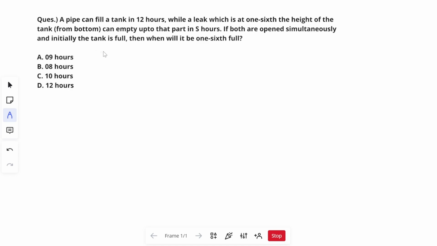So how can we solve this question is, first of all, let's understand the statement again. A pipe can fill a tank in 12 hours. Okay, this data is given. So based on this data, what we can write is filling rate is what? Filling rate is going to be 1 by 12 per hour, right? In 1 hour it will be 1 by 12, right? Next is leak is at 1/6 of the tank and can empty that part in S hours. Okay, so what can we write in that case? Emptying rate is equals to 1 by S per hour.